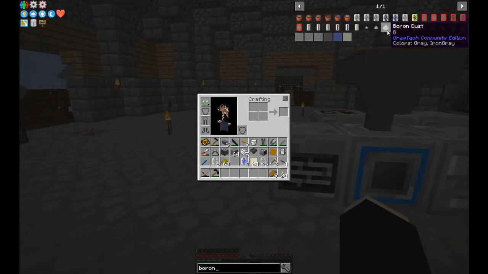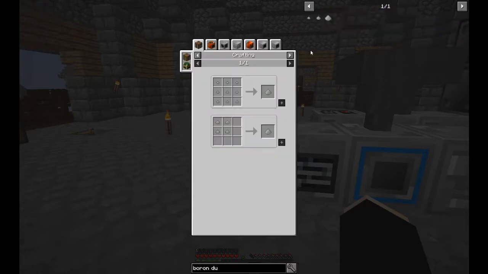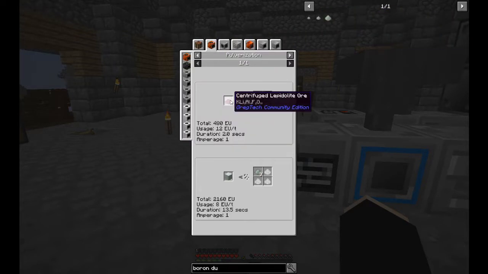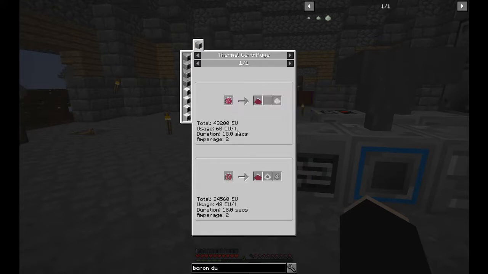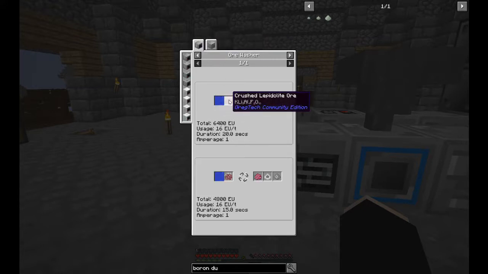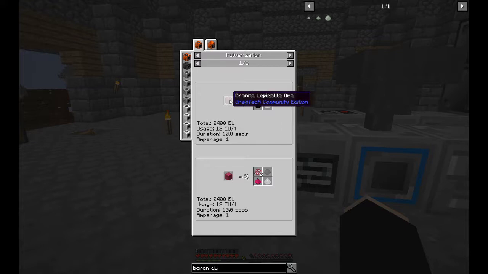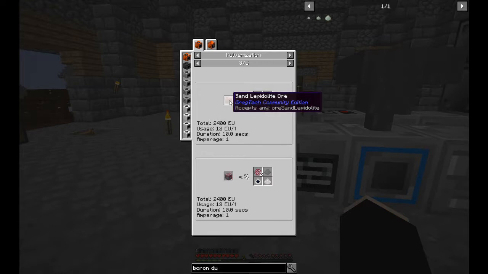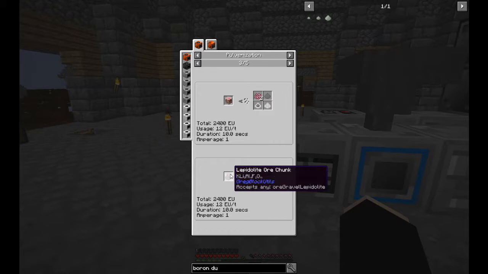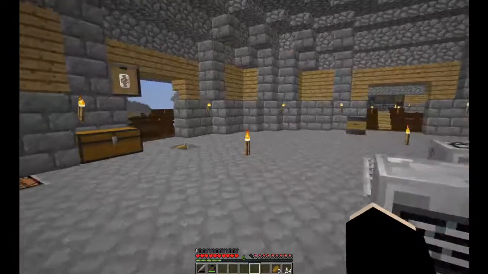Alright. Dust. Lepidolite ore. And lepidolite ore comes from purified lepidolite, which comes from crushed lepidolite, which comes from either granite lepidolite or this ore. These are like in-world ores. Fine. Hang on. Fine lepidolite ore, or so I might have some.